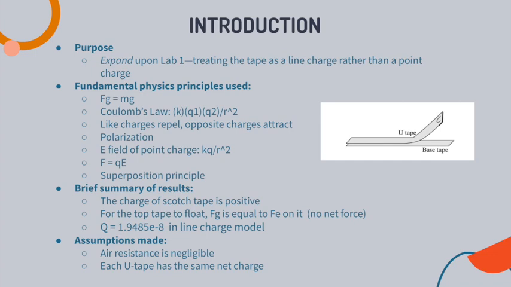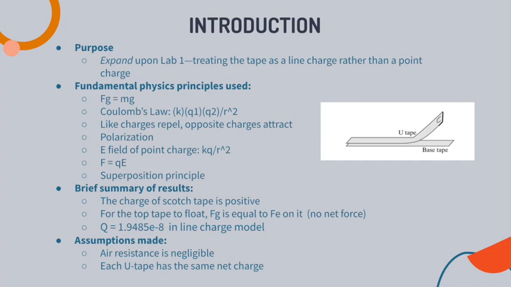In this lab, I expanded upon Lab 1. For a quick summary of Lab 1, I created a charge tape by quickly pulling apart two pieces of tape. This action allowed charges to be transferred to the U-tape. From then, I was able to determine the sign of charge of the U-tape and calculate the charge of the U-tape. It is important to note that in Lab 1, I treated the U-tape as a point particle.